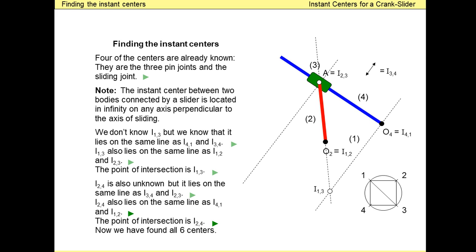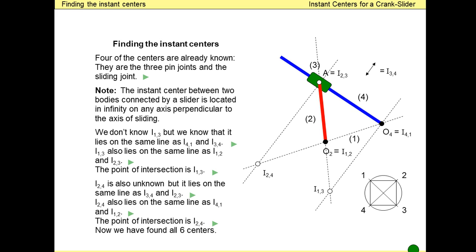Now the other line, which joins I12 and I14. Now we have to draw the other line which joins I12 and I14, which intersects at this point. This point is defined as I24. These are the 6 instantaneous centers that we found.